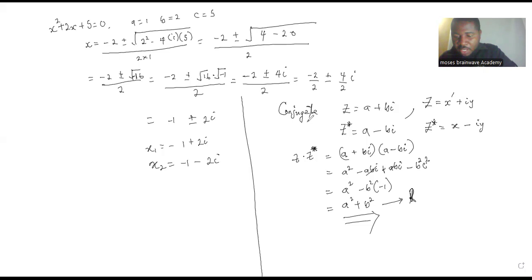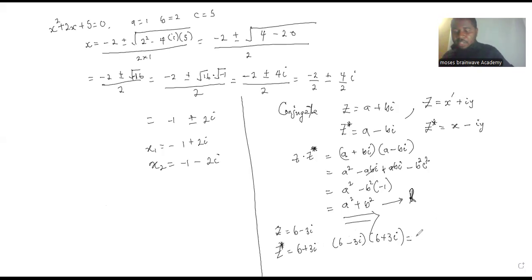Some example over here. If I have my z is equal to 6 minus 3i, let me multiply it by the conjugate. So the conjugate will be what? The conjugate will be 6 plus 3i. So if I'm multiplying these two together, I'm going to be having minus 3i, then I'm going to have a 6 plus 3i. Great. So what am I going to get?